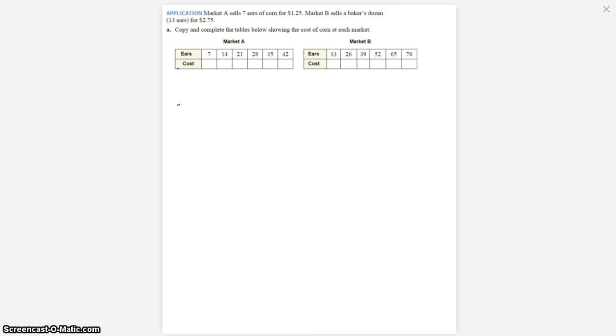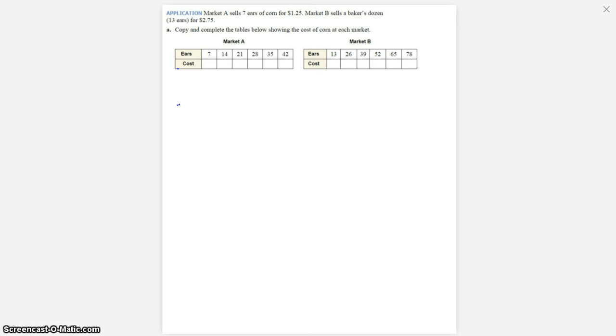Okay, everyone, the first question for the direct variation problem is dealing with a table. I think all of these questions are part of the same question. I just broke them up into table and graph and equation so we could take them one at a time. Market A sells 7 ears of corn for $1.25. Market B sells a baker's dozen, or 13 ears of corn, for $2.75. Copy and complete the tables below showing the cost of corn in each of the markets.